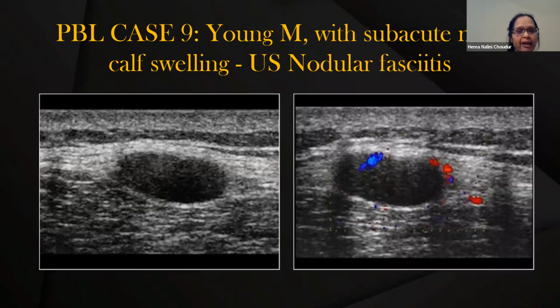Now, from the diffuse calf pain or diffuse involvement of the calf, we come down to calf pain in localized areas, young male with subacute mild calf swelling. Put an ultrasound probe whenever you see something which is very narrow in a small zone. And you notice here, skin, subcutaneous fat, fascia. In the fascia, there's a nodular hypoechoic, almost encapsulated lesion, and there is Doppler flow. You can make the diagnosis of nodular fasciitis, which is quite common in the young age group.